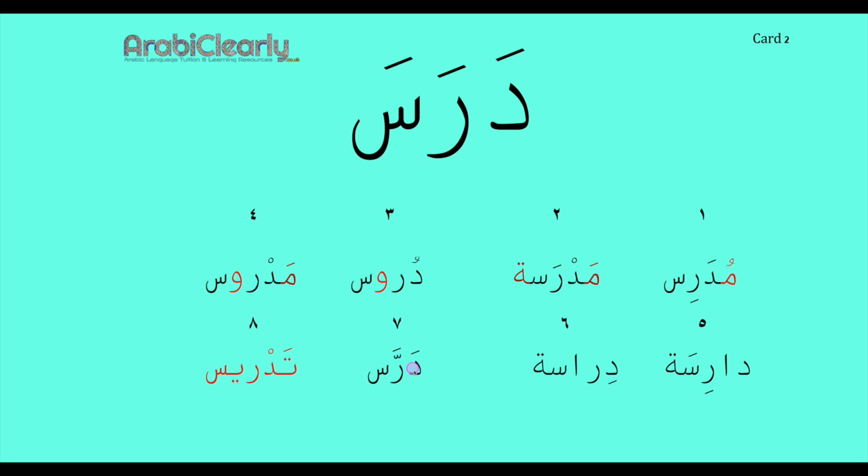Our seventh derivative is darras. Darras, which means to teach. So daras is to study, and that's form 1. But form 2, the way it's conjugated is you double the middle letter, and here the middle letter is R. So darras, which makes the verb causative. Instead of taking in knowledge, now you give out the knowledge, so you teach. So daras is to study, and darras is to teach.